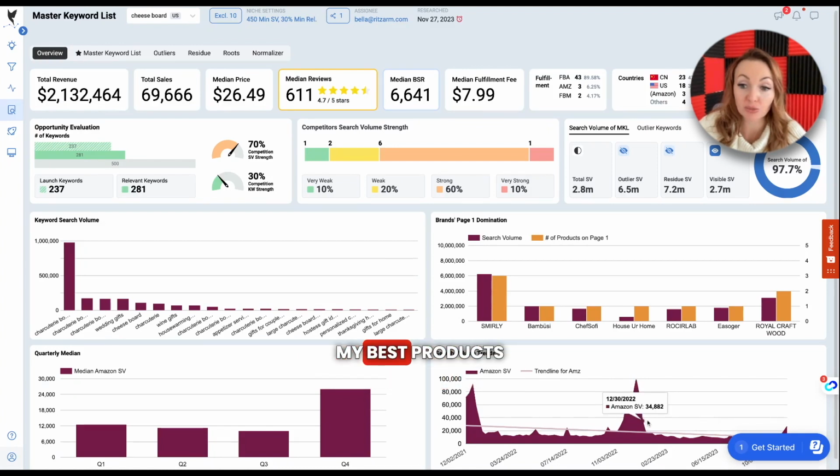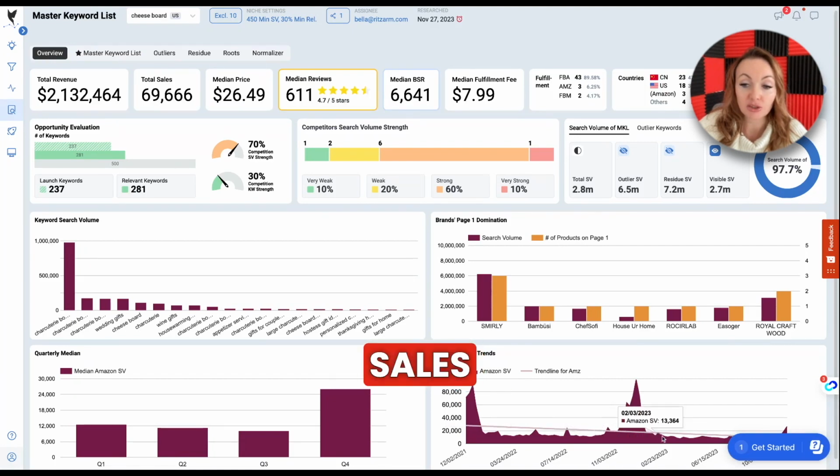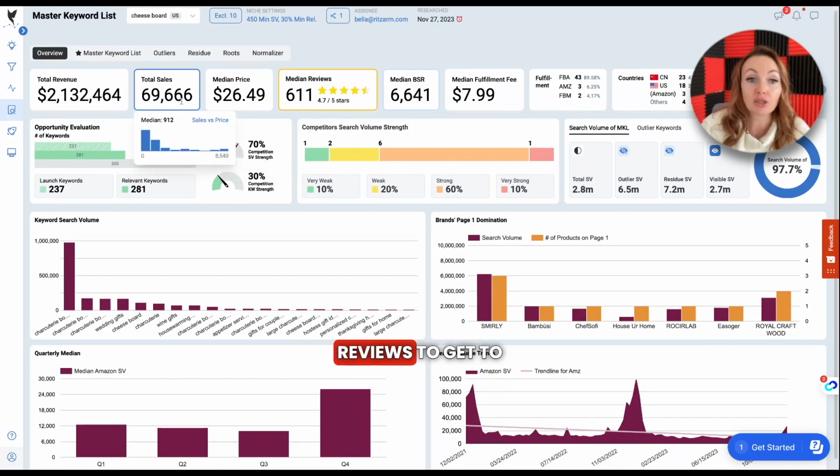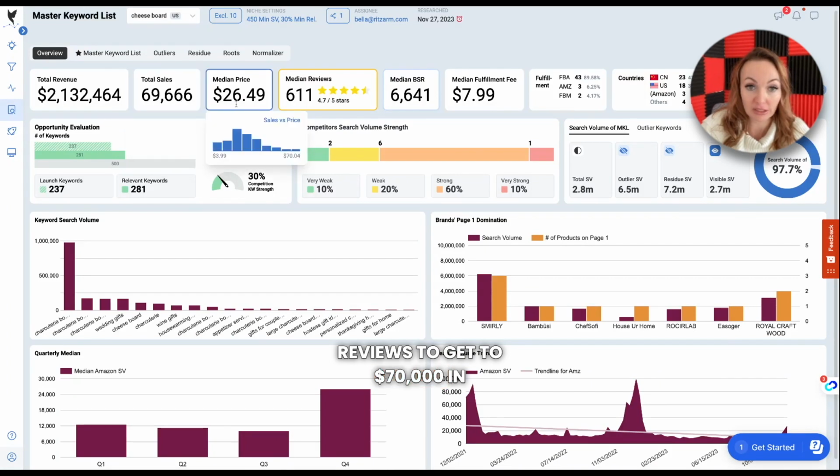It's one of my best products that I'm choosing. It usually lands on the spike during Q4. So if we have a spike during Q4 and we have sustainable sales during the year, this is something we can look at. But this product, I would never recommend you to choose to sell on Amazon, just because this product is super saturated. You have to have a huge amount of reviews to get to $70,000 in sales, which sounds great, but you really won't have any profit, because you will have to pay a lot of money for the PPC campaign.